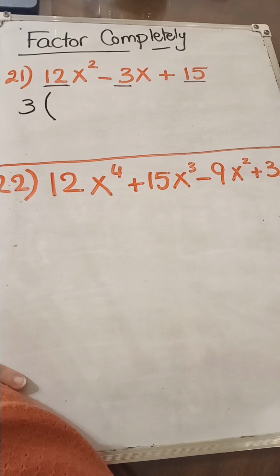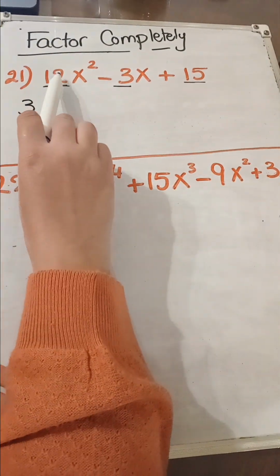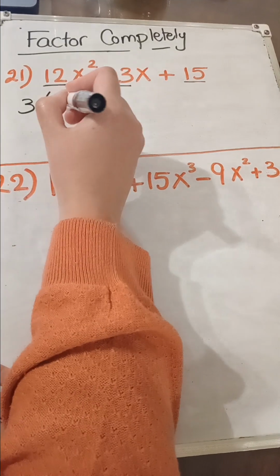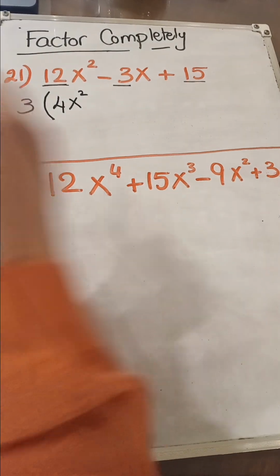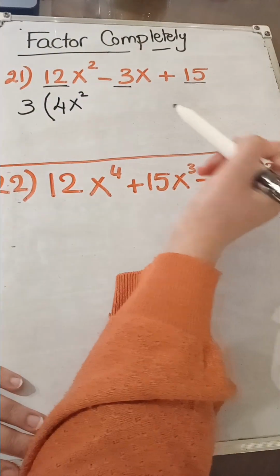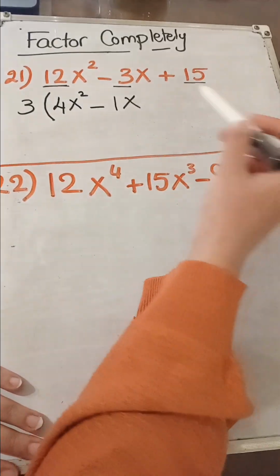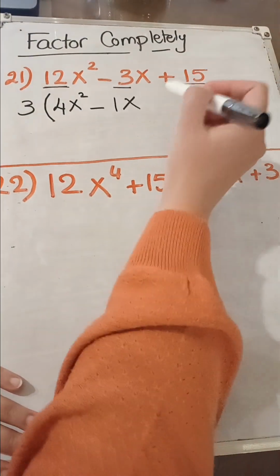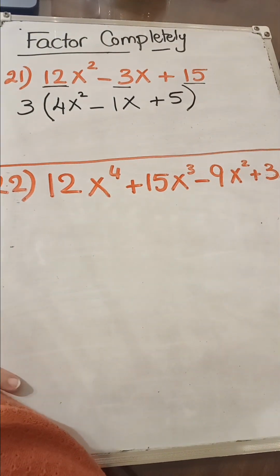So I'm going to open parentheses now, and I'm going to start dividing each term by 3. So 12 divided by 3 is going to be 4, and x squared stays as it is. Negative 3 divided by 3 is going to be negative 1, and x stays as it is. Positive 15 divided by 3 is going to be positive 5. And now I'm going to close the parentheses.